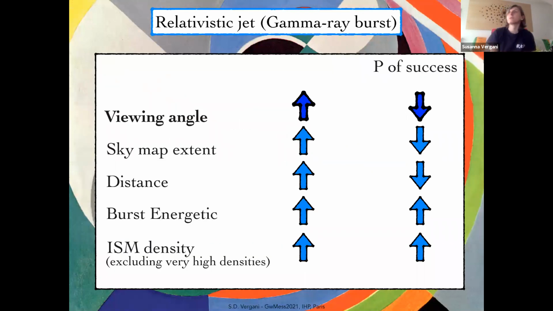So to recap for the relativistic jet situation for detection, here again, the changes in the probability of success depending on different parameters. The viewing angle counts really a lot. And there are also other parameters that count a lot, that are the burst energetics and the interstellar medium density, okay?